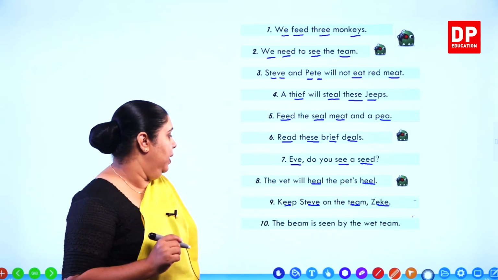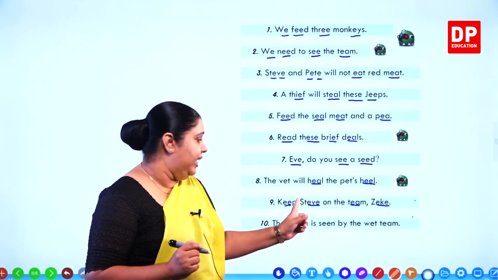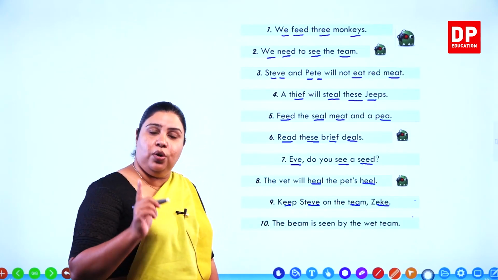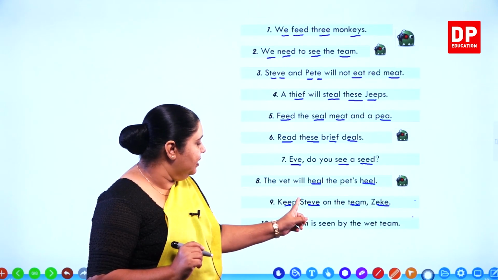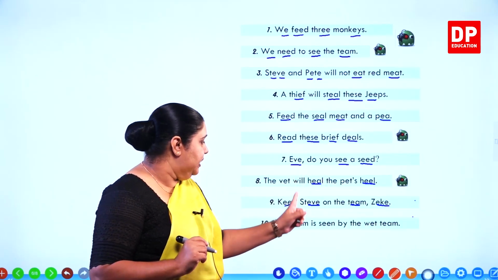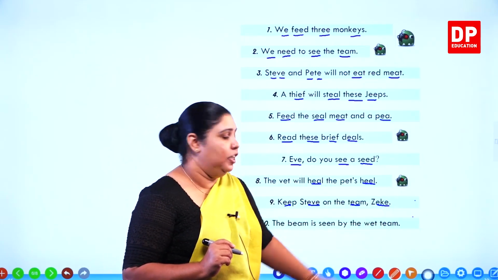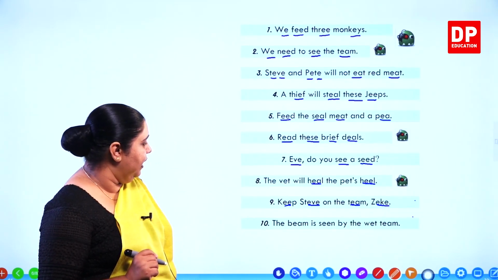Zeke is a name. Steve, S-T-E-V-E, is also a name. Can you see? They have been started. They have been written starting with a capital letter. Steve and Zeke. Then we have number 10.